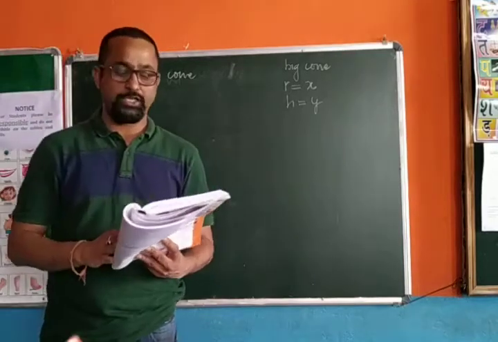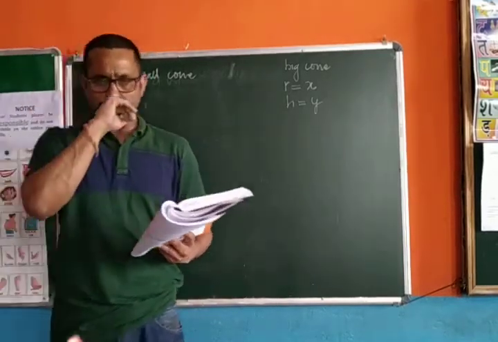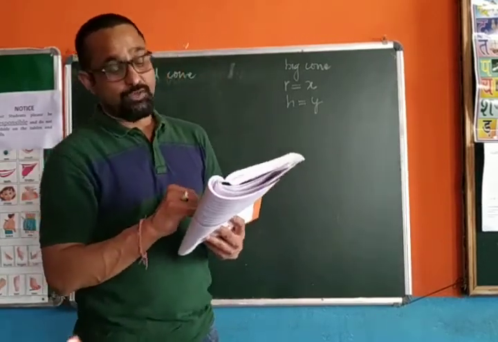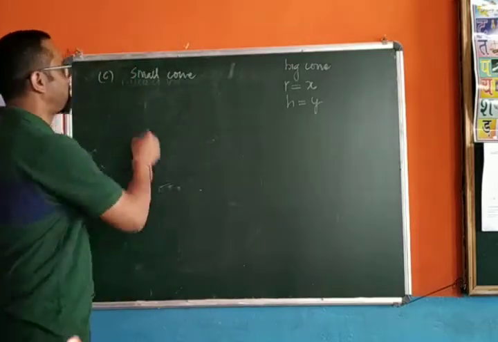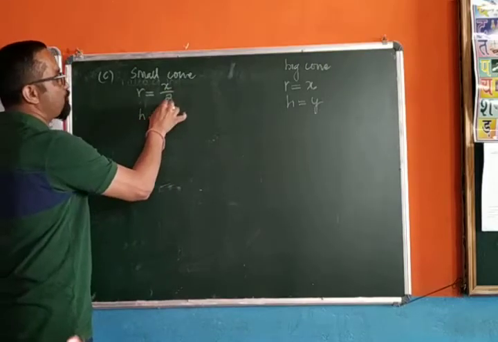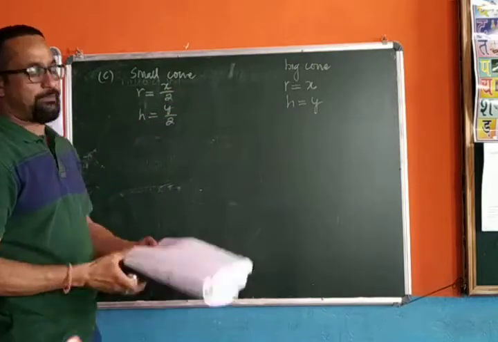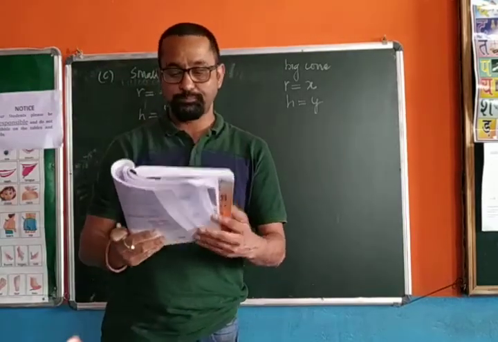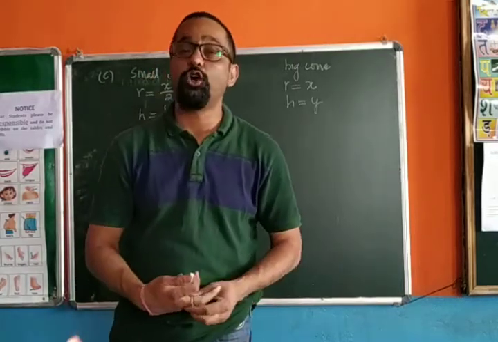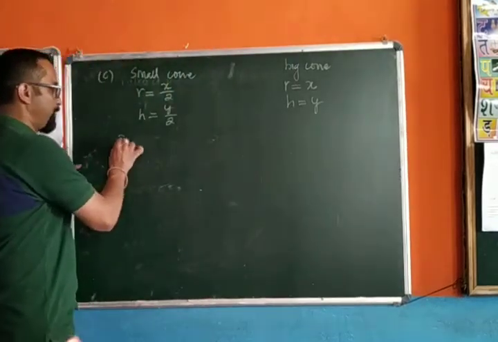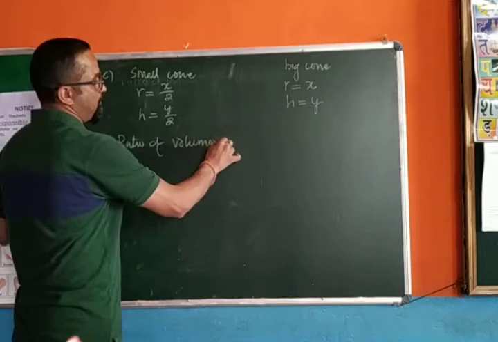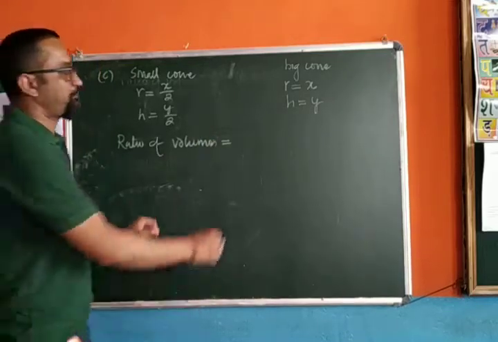Now read the question carefully. Height and radius of the base of the small cone is half that of the big cone. So radius is x by 2, half. Height is y by 2. You write these dimensions using the condition. Then the question says, first one, ratio of their volumes. So ratio of volumes. I am solving it directly.